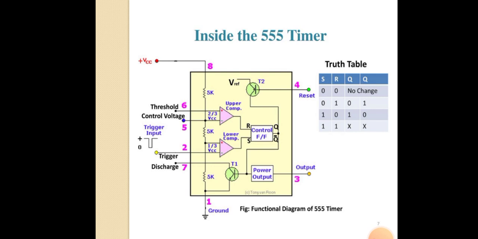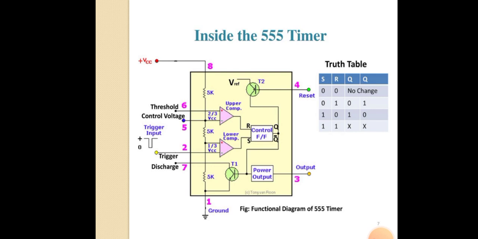The two comparators are op amps that compare the voltages at their inputs and saturate depending upon which is greater. The first comparator is the threshold comparator. It saturates when the voltage at the threshold pin is greater than 2 by 3 VCC. The trigger comparator saturates when the voltage at the trigger pin is less than 1 by 3 VCC.